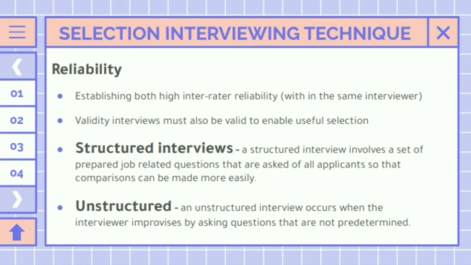The structured interview involves a set of prepared, job-related questions that are asked of all applicants so that comparison can be made more easily, resulting in a better selection decision. Structured interviews are useful in the initial screening process because many applicants can be effectively evaluated and compared. However, the structured interview does not have to be rigid, and predetermined questions should be asked in a logical manner but should not be read word for word.